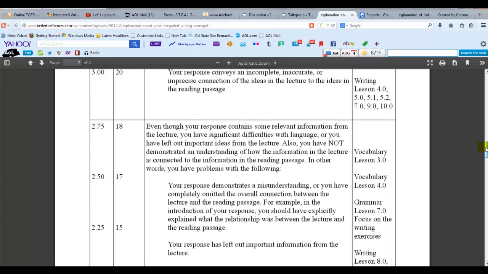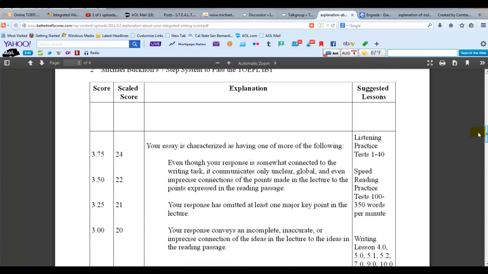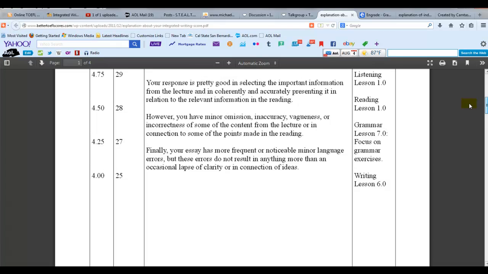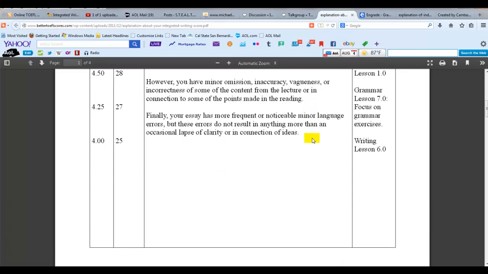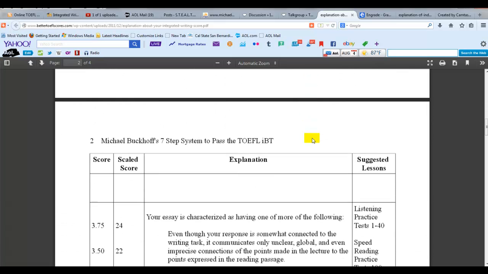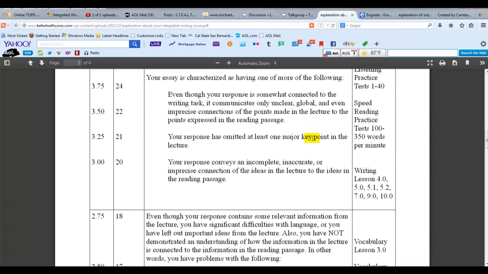Okay, I think you will score higher than the 2 range. The question is, can you get into the 4 range? It says, finding your essay has more frequent and noticeable minor language errors, but these errors do not result in anything more than the occasional lapse of clarity or in connection. You may have minor omission, inaccuracy, vagueness, or incorrectness of some of the content from the lecture in connection to some of the points in the reading. I'm going to say you have more errors than this. Let's look at this one.